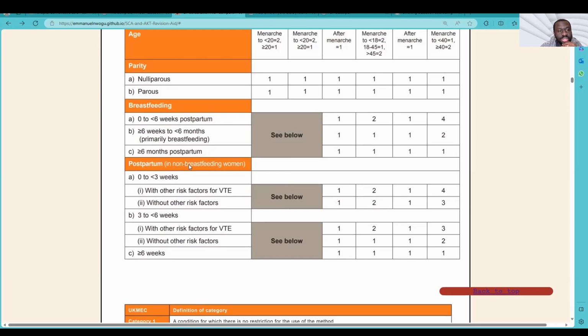Now, for postpartum in non-breastfeeding women, less than 3 weeks with other risk factors for VTE is 4, without other risk factors it is 3. Less than 6 weeks with other risk factors for VTE is 3, without other risk factors it is 2. I think the reason why you shouldn't use it here is because it can affect breastfeeding and of course the VTE risk as well.